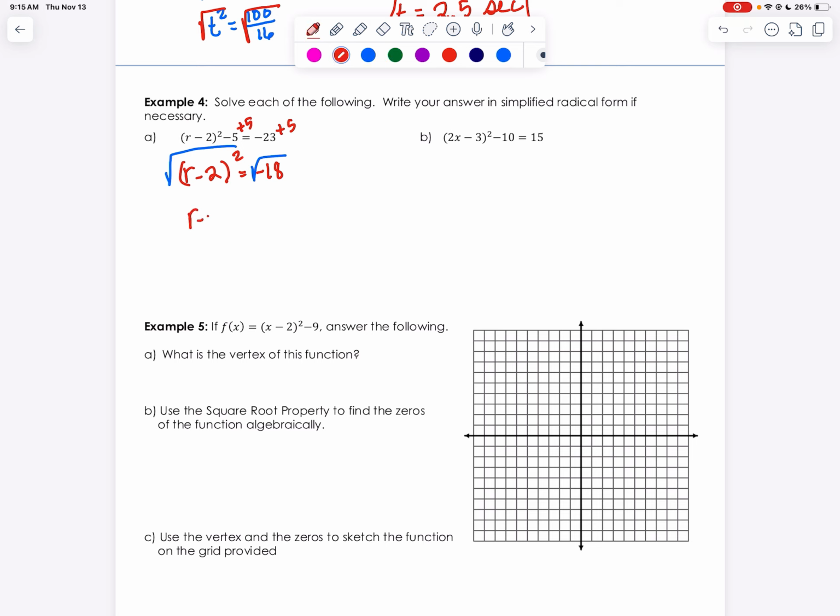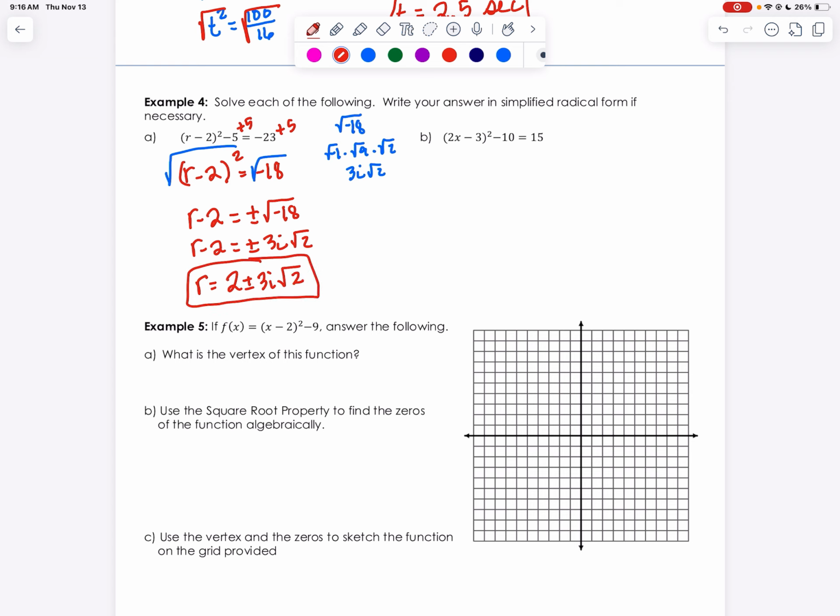Then we'll take the square root of both sides. So r minus 2 would equal plus or minus square root negative 18. Now let's simplify square root negative 18. That would be square root negative 1 times square root 9 times square root 2, which would be 3i square root 2. So r minus 2 equals plus or minus 3i square root 2. And then add 2 to both sides. So r would equal positive 2 plus or minus 3i square root 2.